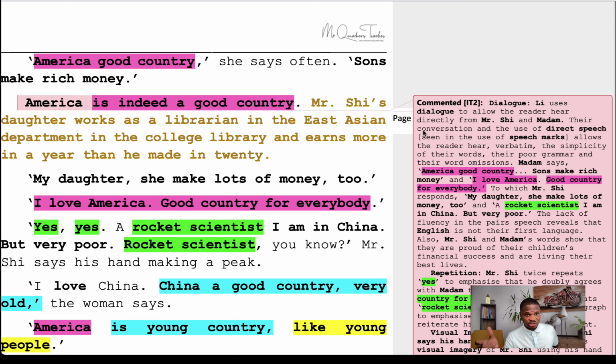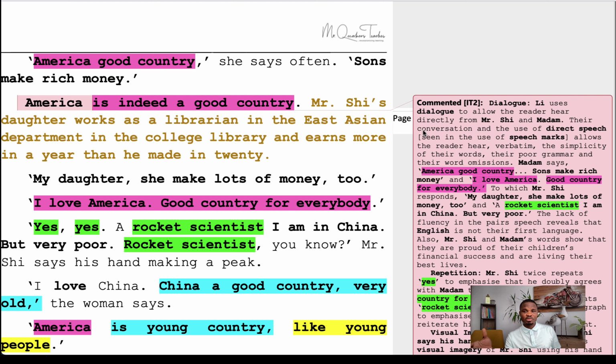America, good country. So that's not high-end English. These are people who have issues with English. So English is not their first language, as it were. So from there we see the simplicity of their words, their poor grammar, and their word omission. So there are portions where they omit words. So we see that Madame says, America, good country, sons make rich money. I love America, good country for everybody.